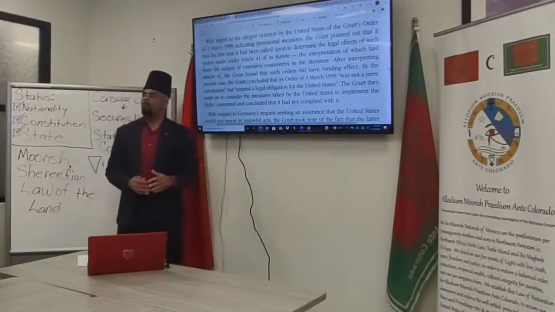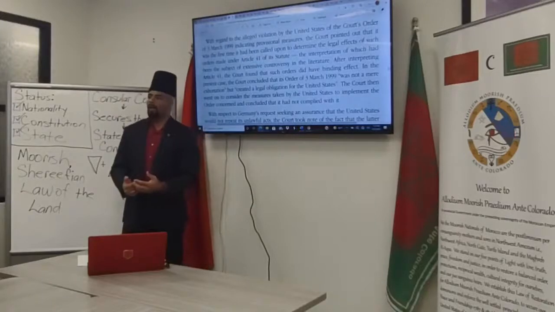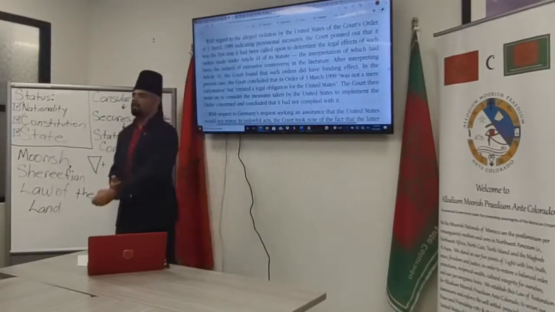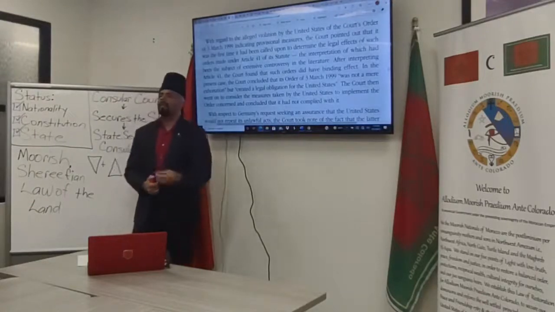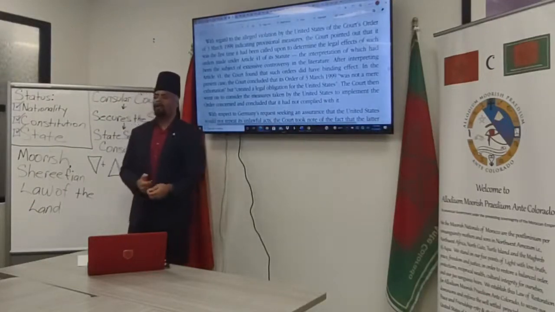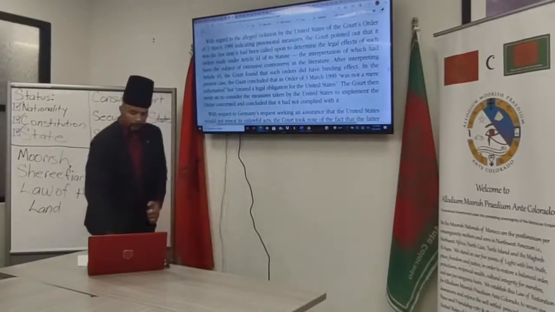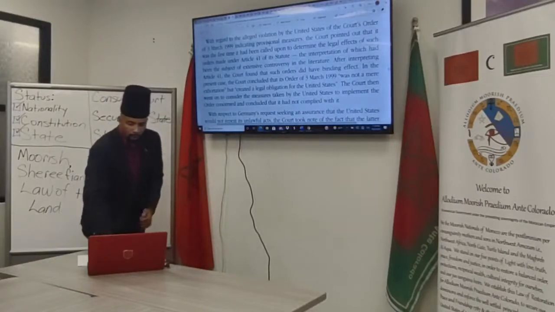So Moors at home, write this down, add it to your library. What is the penalty that the ICJ can use towards any state that disregards a court order? How did the ICJ hold a foreign state in contempt of court? All right, now we go to Article 41 of the Charter of the United Nations.